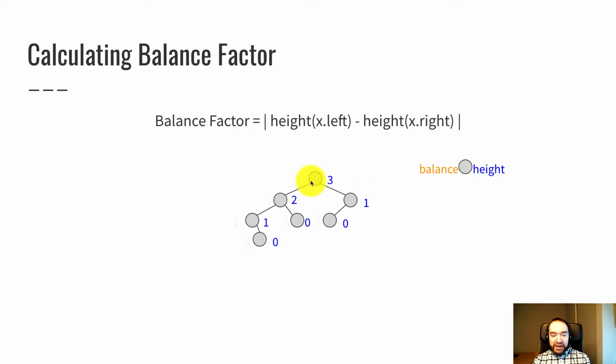Let's fill in the balance factors. Every leaf node has balance factor 0 because its left child is null, its right child is null. So we have a -1 minus a -1. Those cancel out and you get 0. This node here has a balance factor of 1. Its left child is -1, its right child is 0. -1 minus 0 makes -1. The absolute value of that is 1, and that's because the heights are differing by 1 at that location.